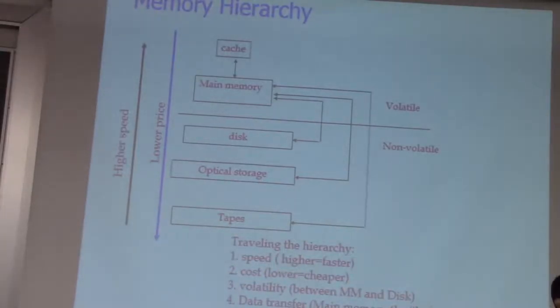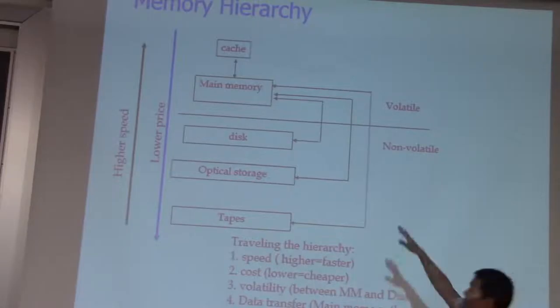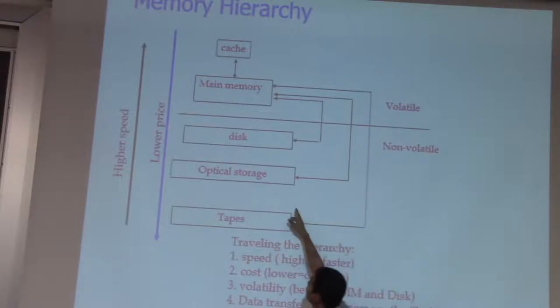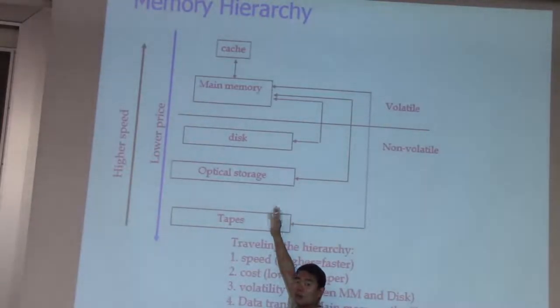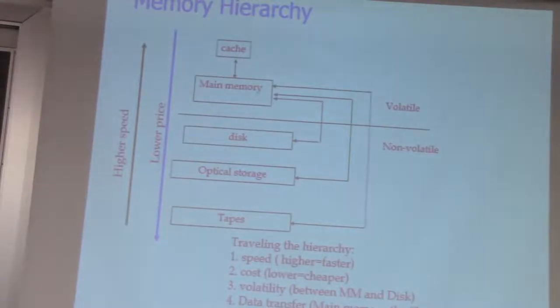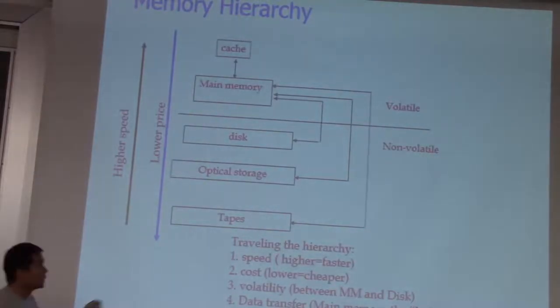You have some additional storage around the disk, but those are not really that important to the discussion here. If you draw them out on a graph, what you have is a hierarchical structure like this. You have cache on top, main memory, disk, and some optical storage like CD drives. Those are less and less common nowadays. I rarely see a laptop nowadays that carries an optical drive. Why is that? Because of the size. You need to make it really small and thin to make it easier to carry around. So you don't have this optical storage anymore. Tapes, again, are only needed for really long-term archive of your large data.